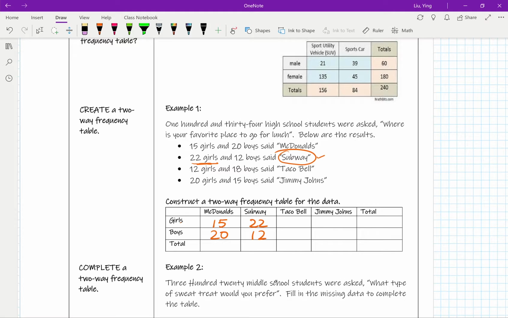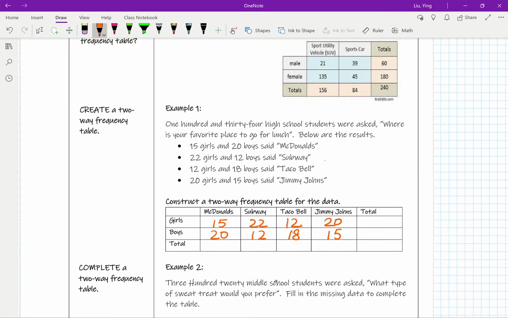Okay, so now let's do another statement. Taco Bell, okay, 12 girls, so girls, right? And then 18 boys, okay? And then the last one, Jimmy John's, 20 girls and 15 boys. All right, so that's how we would put these statements in here.